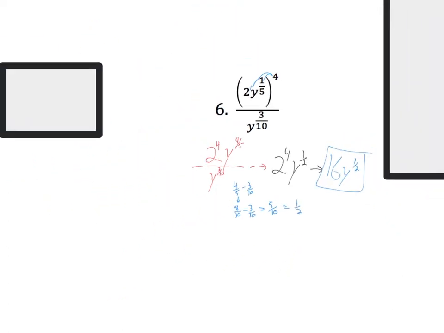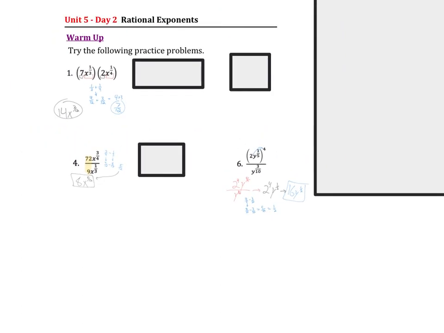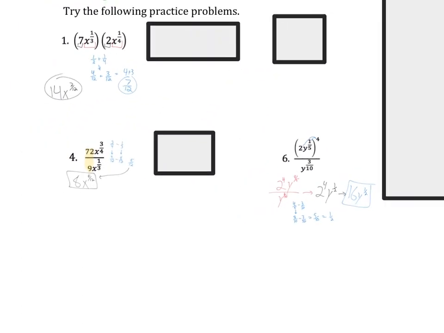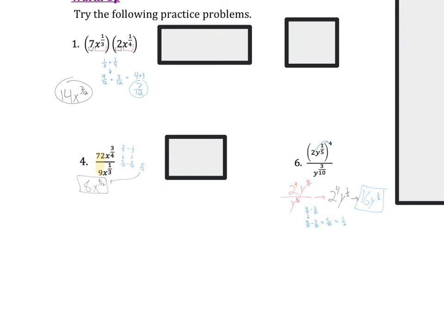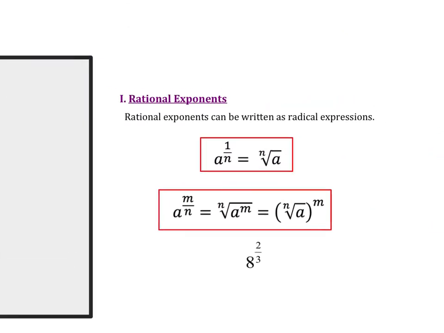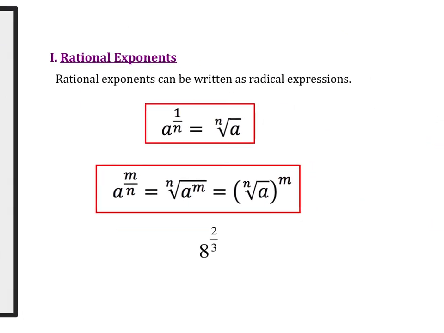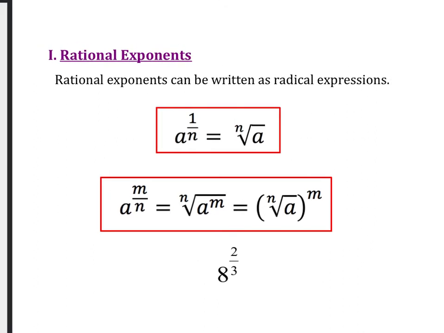All right, so now let's start unpacking what these rational exponents mean. What do these little fraction exponents mean in the grand scheme of things? Here's the general concept. Anytime you have a rational exponent, the denominator of that exponent is the index of the radical on that base. So if I have a to the 1/n power, that's considered me taking the nth root of something.